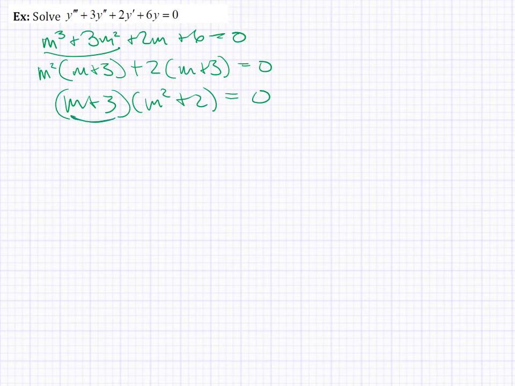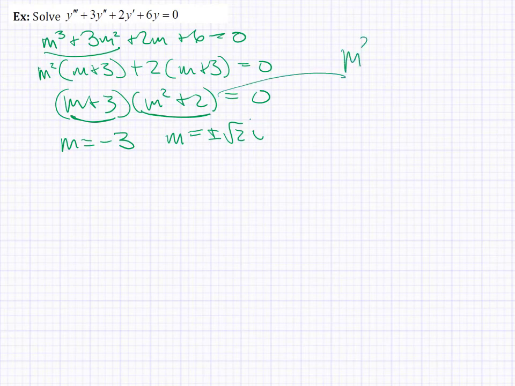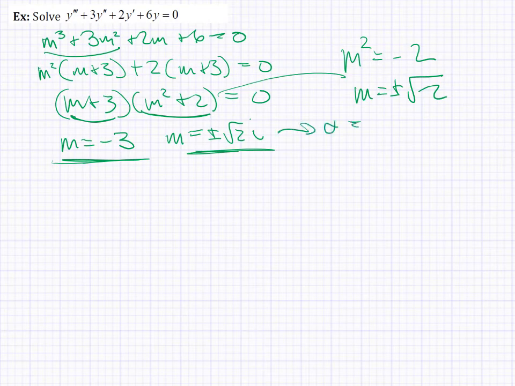So this would tell me that m equals -3, and this one right here would tell me that m equals plus or minus square root of 2i. Okay? Again, because you would get m squared equals -2, and therefore m equals plus or minus the square root of -2, and that gives me plus or minus square root of 2i. So what do we have here? We have a real solution, and we have a complex pair, but we have 3 altogether. Here, alpha is 0 and beta is root 2.